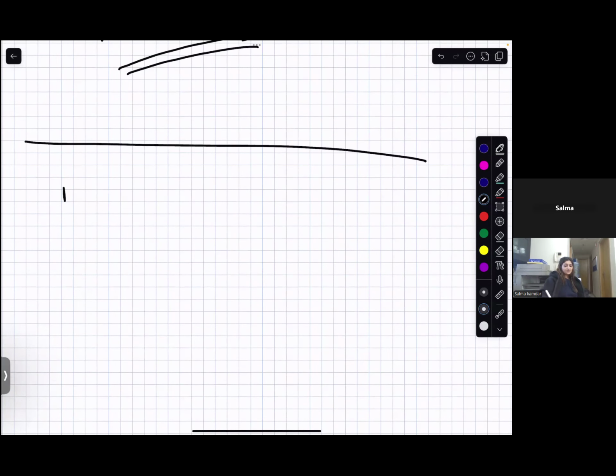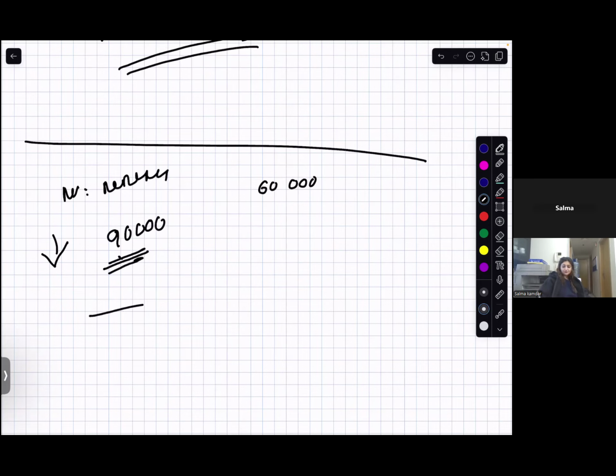I have a revaluation reserve of 60,000. I have revalued my asset downwards by 90,000. What will I do? We'll subtract 60,000 from revaluation reserves and I will subtract the remaining 30,000 from retained earnings. Please note, there is a loss on revaluation of asset.